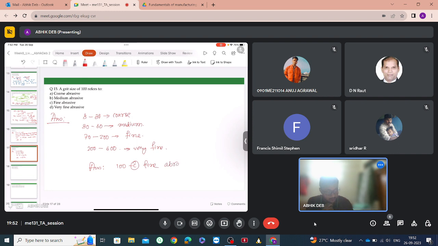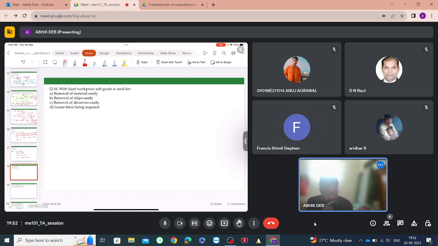Okay, sir. Now the next question. This we have already discussed. With a hard workpiece, a soft grade is used for which of these? We have just discussed this a while back. Why is a soft grade used with a hard workpiece? Removal of abrasives easily. Yes, removal of abrasives easily.